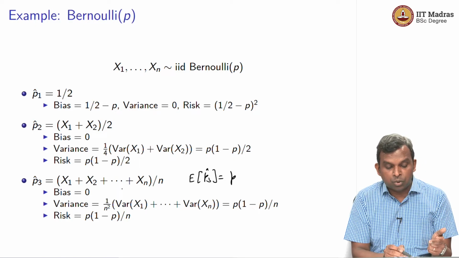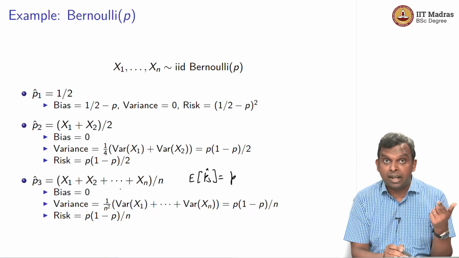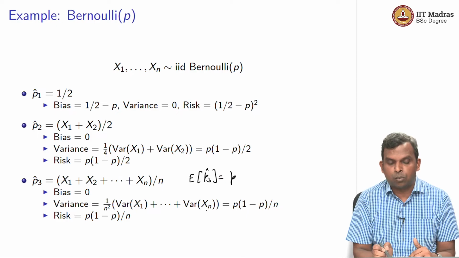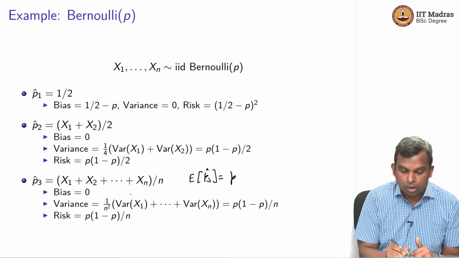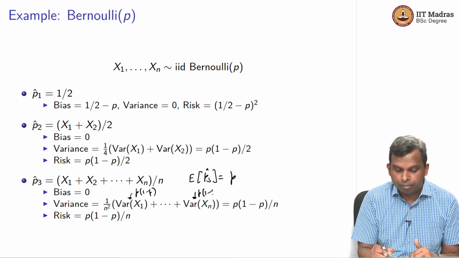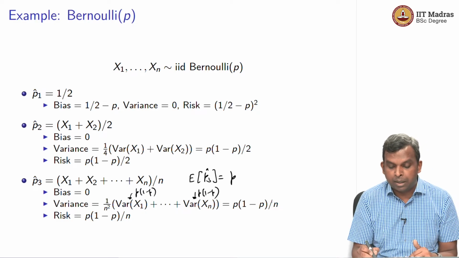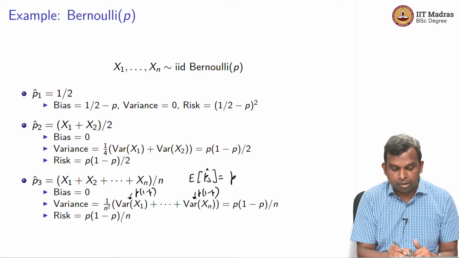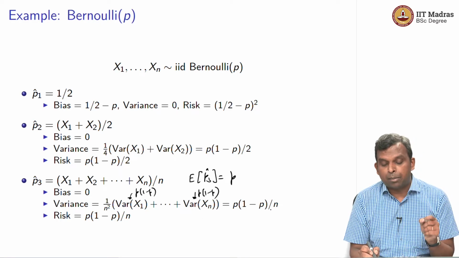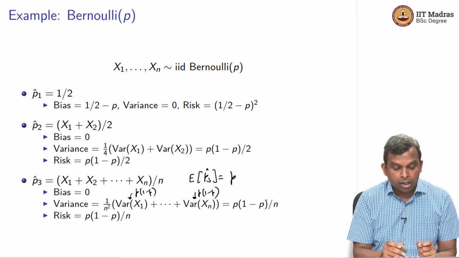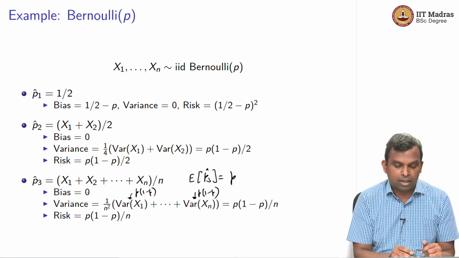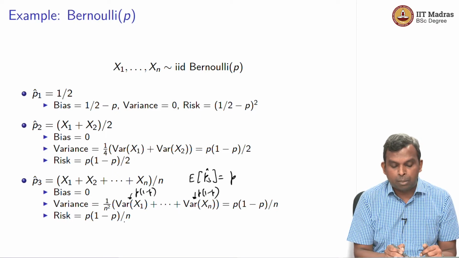And for variance, you use the same linear combination of independent random variables. When you do variance, it's just 1 by n squared times the sum of the variances. Okay, each of these guys is now p times 1 minus p. So you have np times 1 minus p divided by n squared. Okay, so this divided by n is very important. So your variance is p times 1 minus p divided by n. Okay, now risk is what? Bias squared plus variance. So it is just 0 plus variance, p into 1 minus p by n.